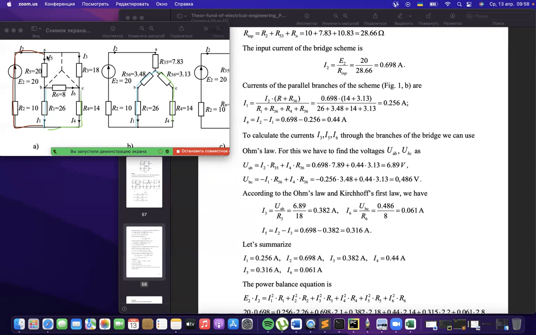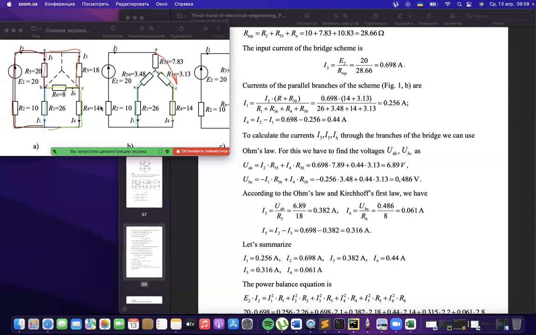And at the last, we should find current number 5, current number 6, and current number 3. How should they be found? Using voltages. This current equals voltage divided by resistance. For example, current number 3 equals voltage AB divided by resistor 3. That is why if we find voltage AB, we could find this current.